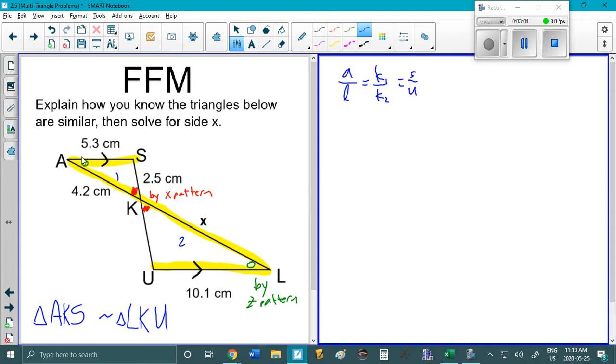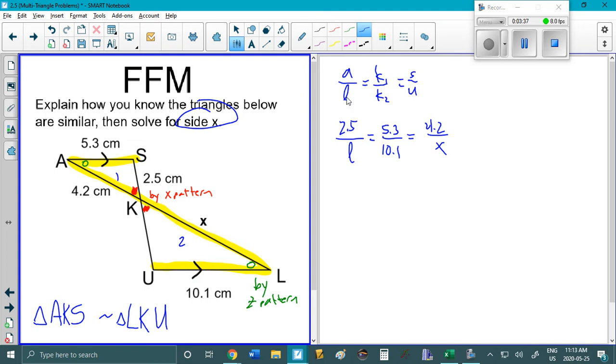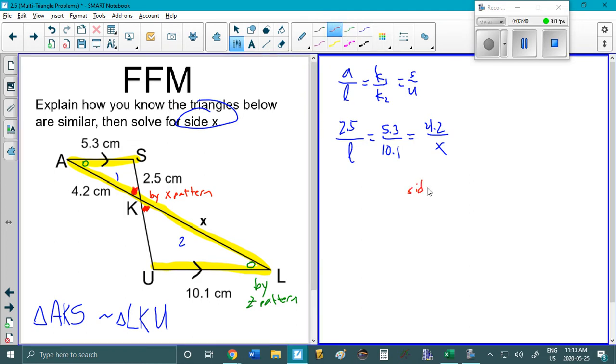So little a across from big A is 2.5 over little l, we don't know, equals K1, so little k is 5.3 over big K is 10.1, and there you go. We have a complete ratio, which means we can solve for something, hopefully. Little s is going to be 4.2, and little u is going to be our x. We're asked to solve for side x. We could solve for side L, but we weren't asked to. So side x. To solve for side x, we need the ratio with x, and we need our complete ratio.